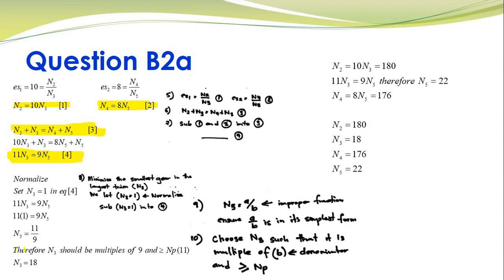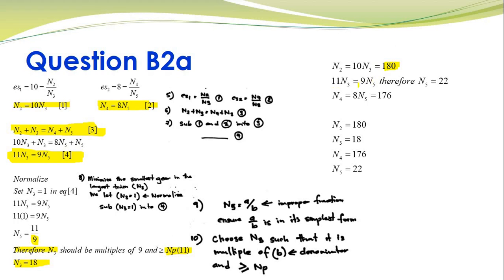So this is where this statement comes up. Therefore N3 should be a multiple of B. B was 9 in its simplified form, and it should also be greater than or equal to 11. So the multiples of 9 will be 9, 18 and 27, and at the same time it has to be greater than NP, which was 11. So the logical choice is 18. So your N3 is 18. Then what we can do is solve for the other gears. So N2 is 10 thirds N3 as given by equation 1. So your N2 is 60.